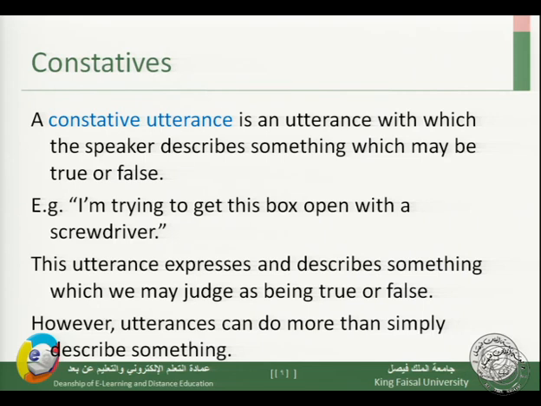So look at this example. I'm trying to get this box open with a screwdriver. If someone says this, he's describing a situation, and you can either say, well, this is true, or this is false. So this is an example of a constative utterance. As I said, this utterance expresses and describes something which we may judge as being either true or false.